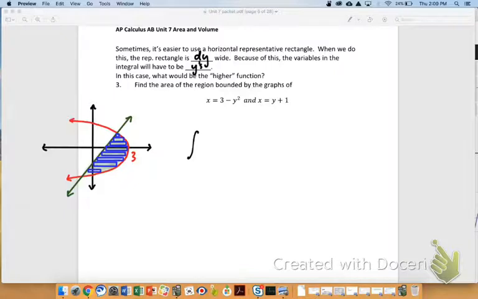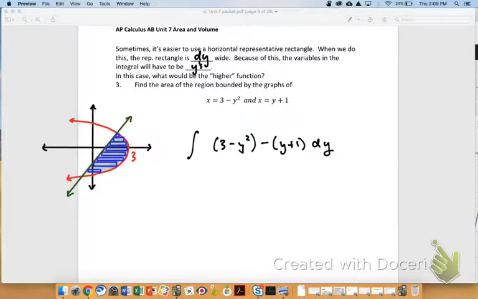The higher function here would actually be the red. Because when we talk about something being left and right, isn't higher the right one? And so when we're dealing with dy rectangles, the higher one is actually going to be the one on the right. So I would say this would be 3 minus y squared minus y plus 1 dy.